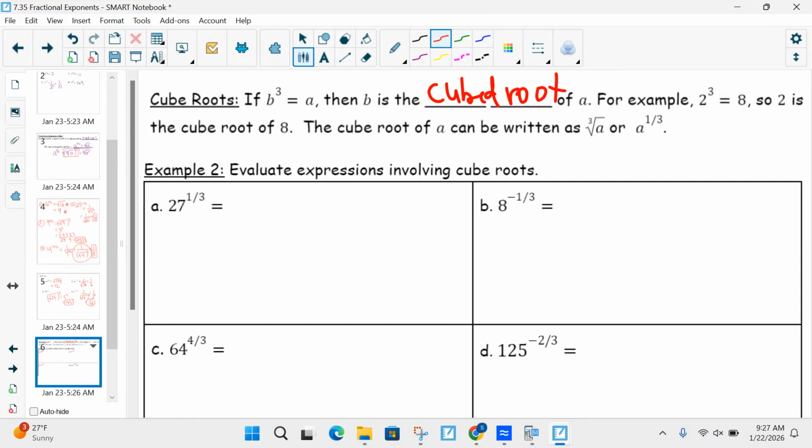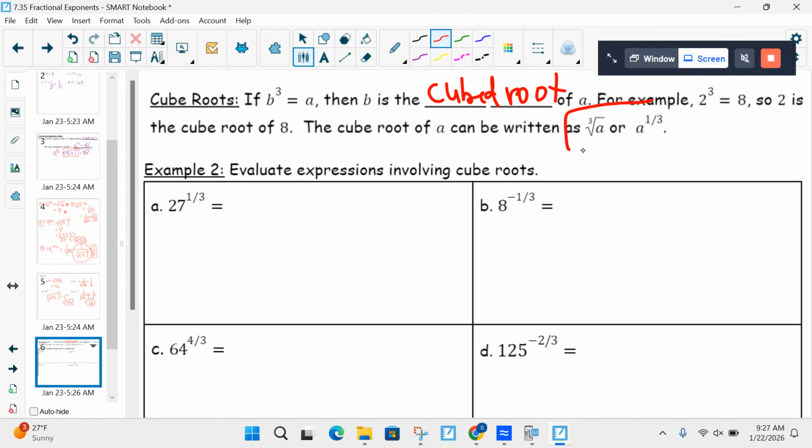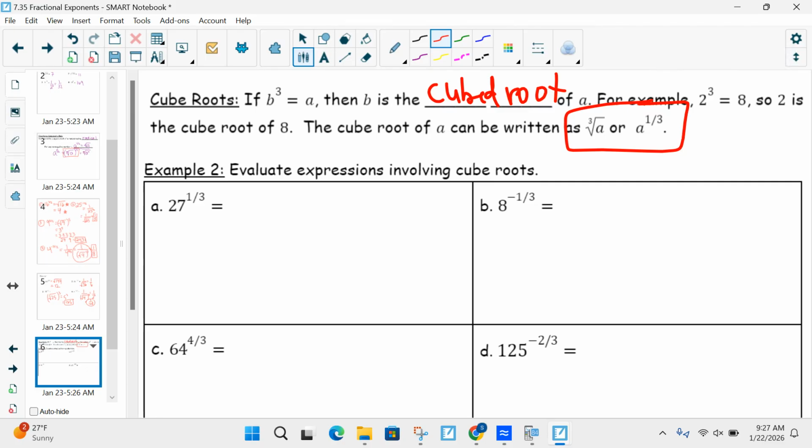For example, 2 to the 3rd equals 8. So 2 is the cube root of 8. So basically, whatever number multiplied by itself 3 times is equal to that number. The cube root of a can be written like this. Since it's the cube root, the 3 is the root, so we write it as a to the 1/3. So anytime you see something to the 1/3 power, that just means a cube root.